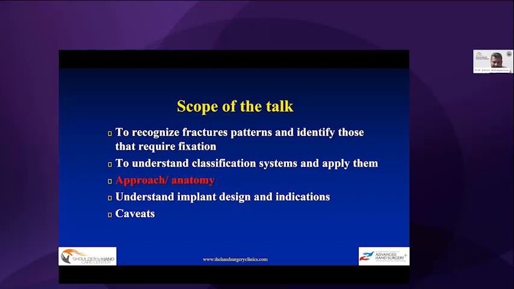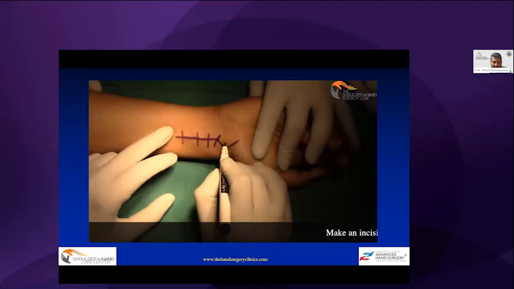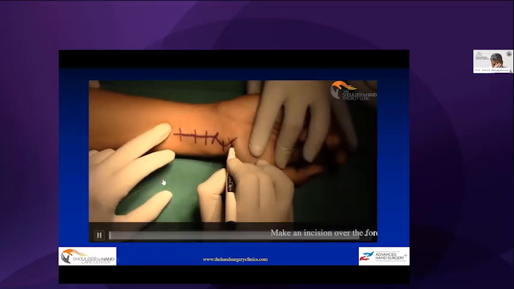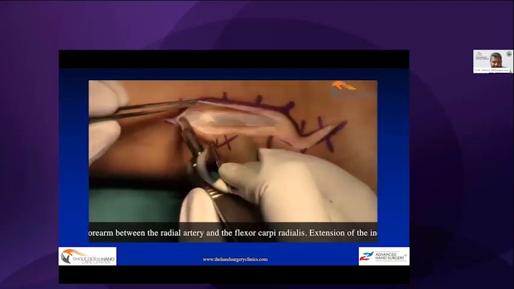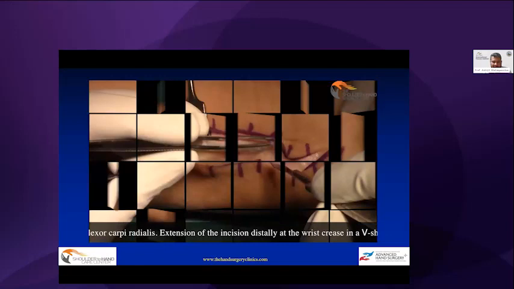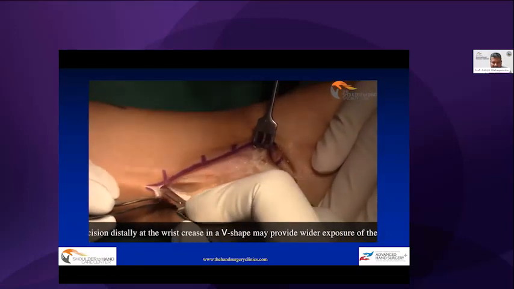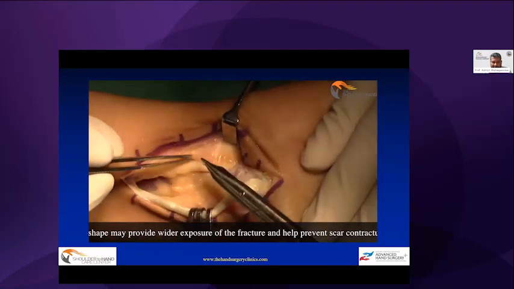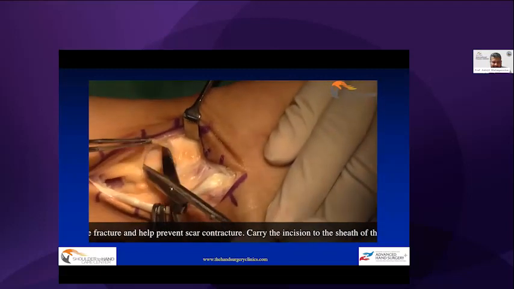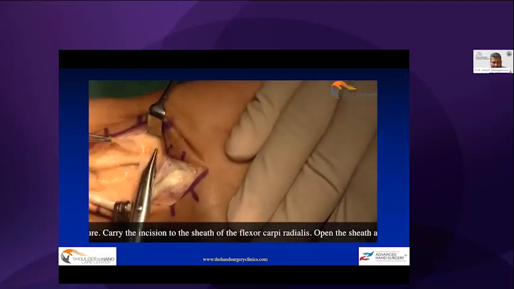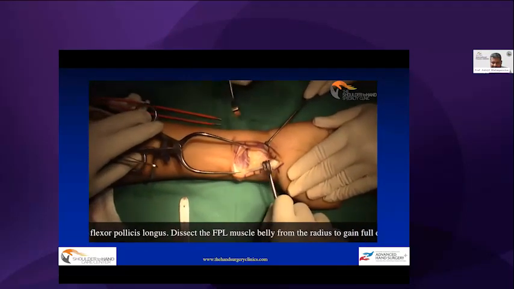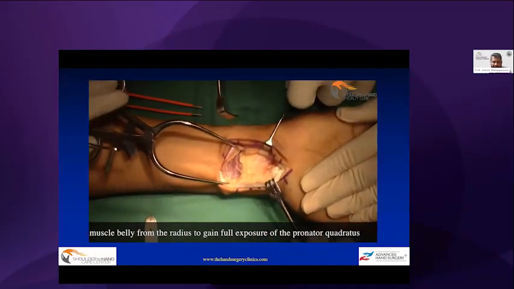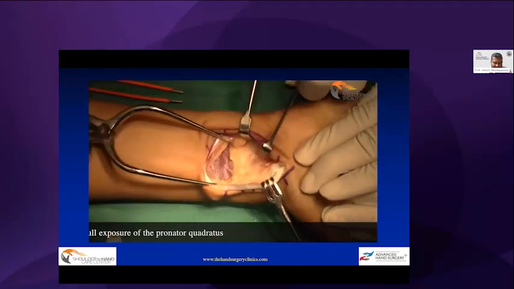What about approaches and anatomy for these fractures? So we are all well versed with the volar approach. This is the Orbay approach, which is kind of a modification or an extension of the standard Henry approach, wherein we go through the flexor carpi radialis subsheath, and then you would identify the flexor pollicis longus as well as the median nerve, put it out of harm's way. At this stage, you would identify the pronator quadratus, which is coming into view right there. The distal aspect of the pronator quadratus is where we have what is called the watershed line.